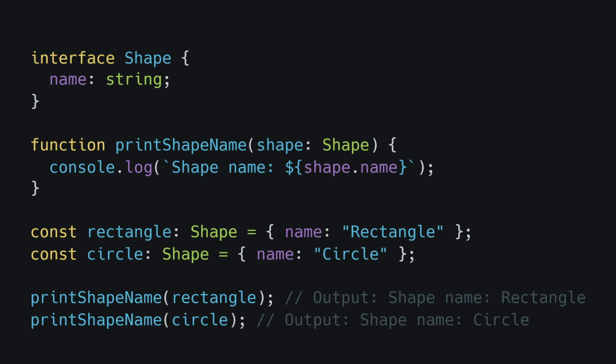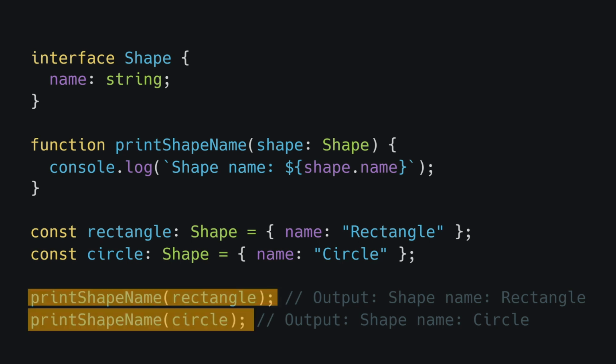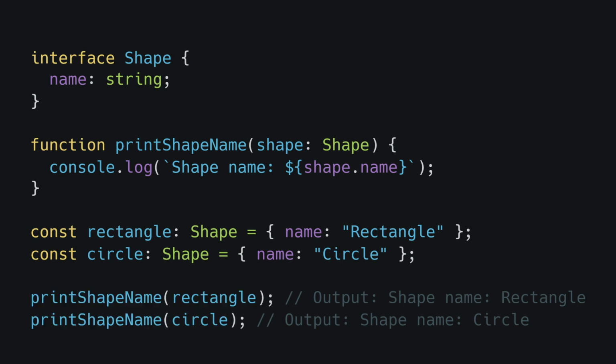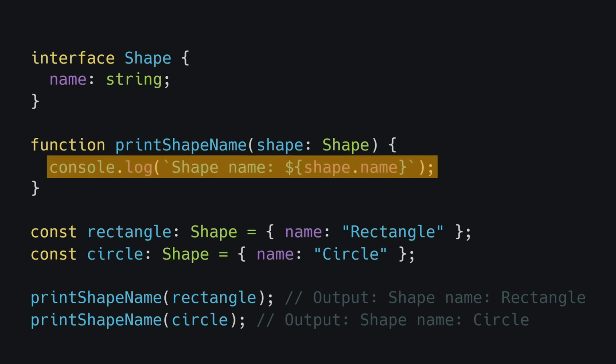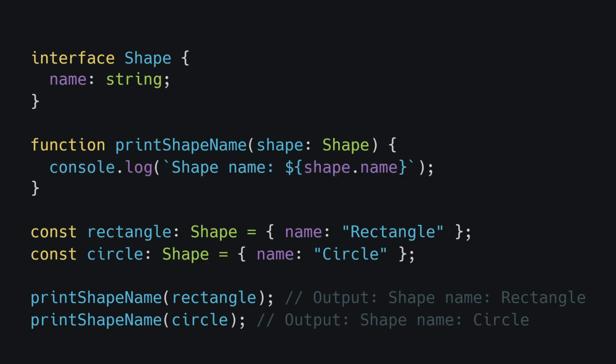When we call the printShapeName function with these objects, TypeScript ensures that they match the expected structure defined by the shape interface. Therefore, we can access the name property of each object and print it to the console. However, if we pass an object without the name property or with an incorrect type, TypeScript will raise an error, helping us catch potential bugs early on.